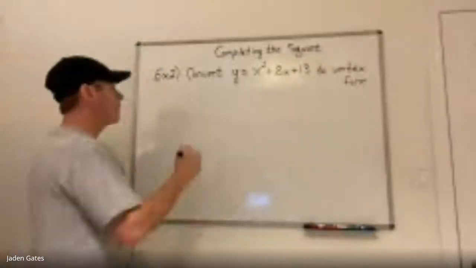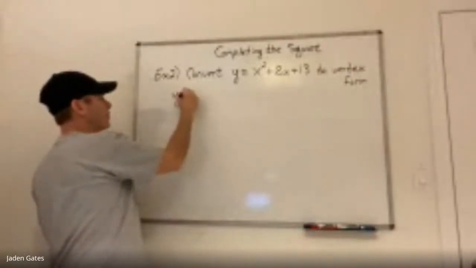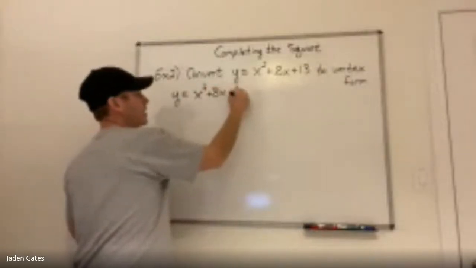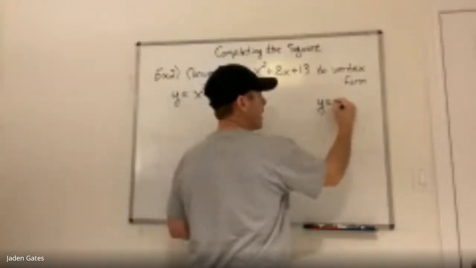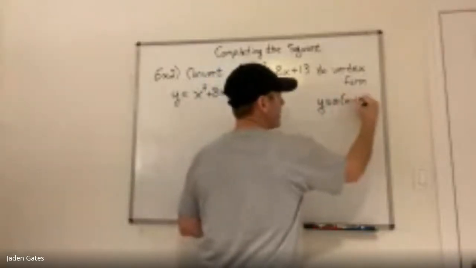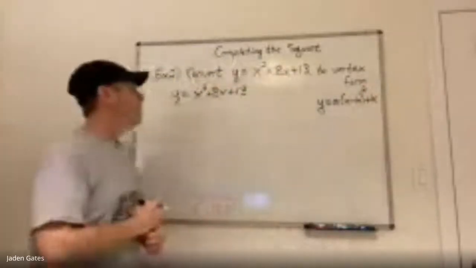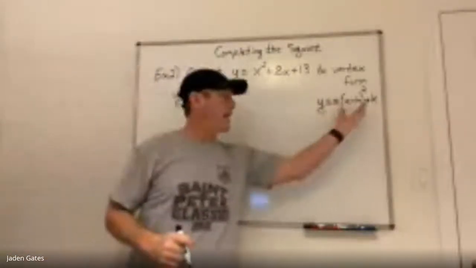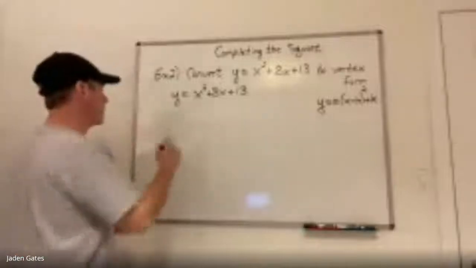Now, in the end, I'm going to take this equation here, y equals x squared plus 8x plus 13. And my goal here is to make it look like this: y equals a times x minus h squared plus k. That's my whole goal here. Now, this whole completing the square part is all about creating this x minus h squared part. That's the whole deal with completing the square.